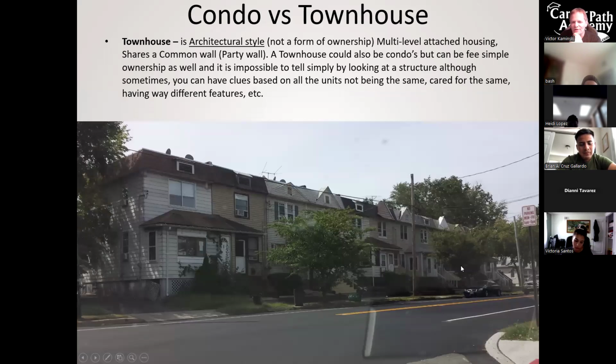If you look further, this is another picture of that same complex with all the units. Look at this one at the end. It's got some lattice there falling apart for the enclosed porch. Some have porches, some don't. The different roof styles, different colors. You know, condominiums may have alternating patterns, but it'll look nice and neat.